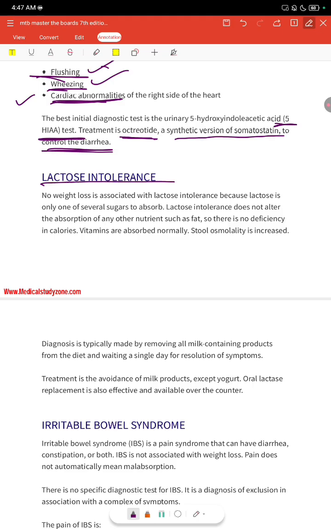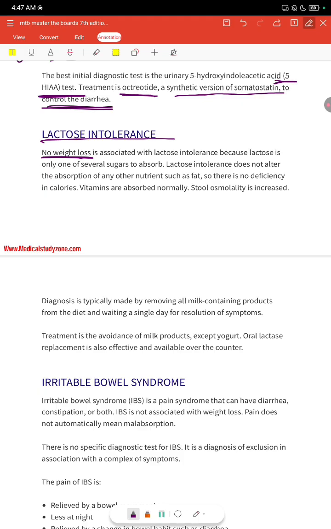Lactose intolerance. No weight loss is associated with lactose intolerance because lactose is only one of several sugars to absorb. Lactose intolerance does not alter the absorption of any other nutrients such as fat. So if a person has lactose intolerance, she or he does not necessarily have weight loss, because it's just the intolerance to lactose only, and lactose is only a single portion of several sugars out there.